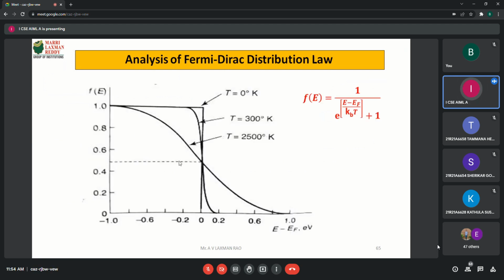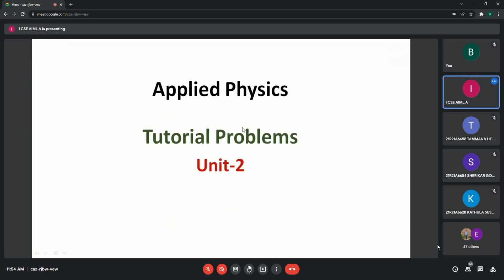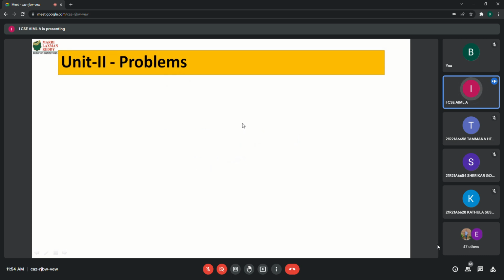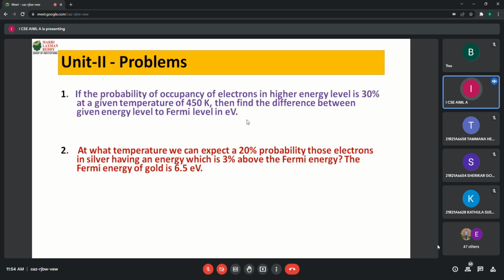This is as I told you: F of E versus energy levels, energy levels versus the temperature values. That is about the important problems, questions and topics.